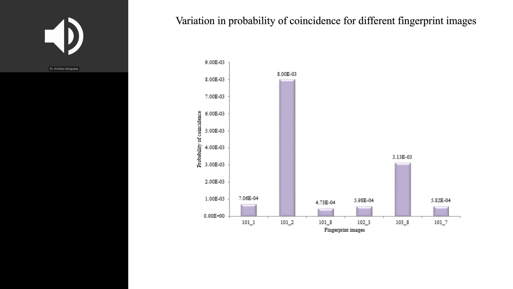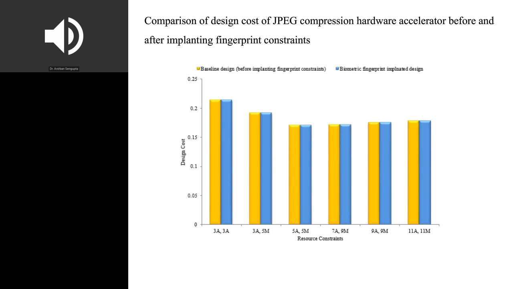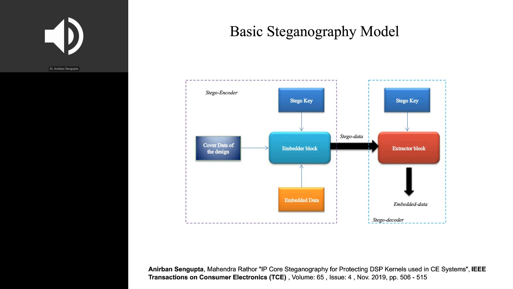Another important aspect when devising a hardware cybersecurity algorithm is the cost overhead. In the context of fingerprint constraints, if you compare the design cost of the baseline with the design of the JPEG compression hardware after implanting fingerprint constraints, we see that the design cost overhead is almost zero, which indicates that it's a very strong algorithm with minimal design overhead. Okay, so we are done with the biometric fingerprinting part of the IP core protection. I'll move to the next part.